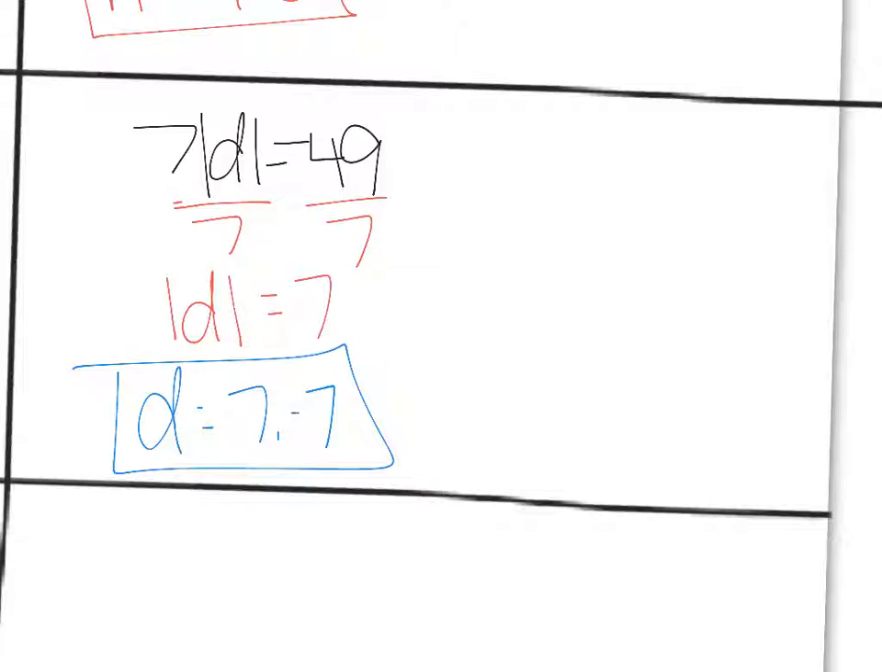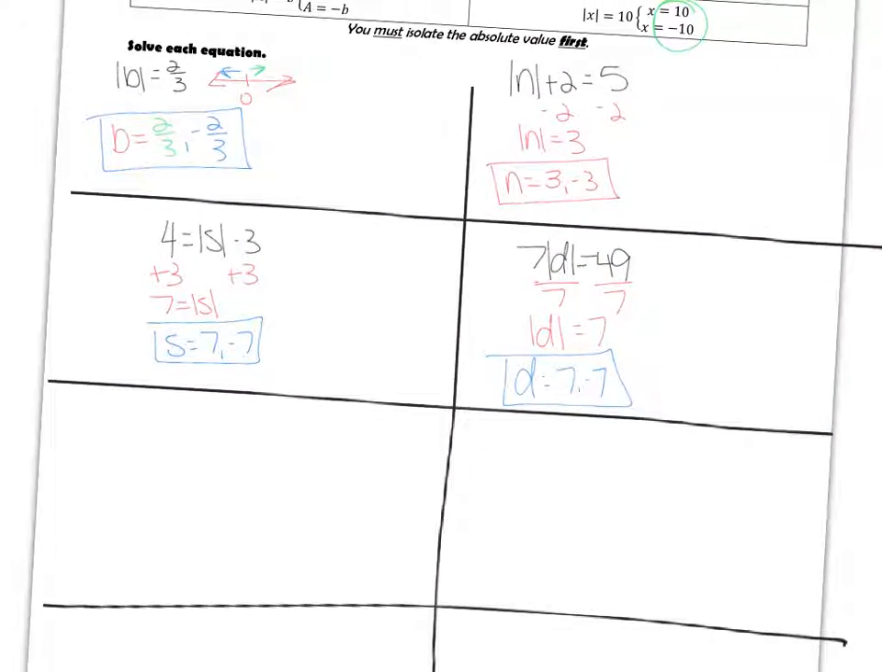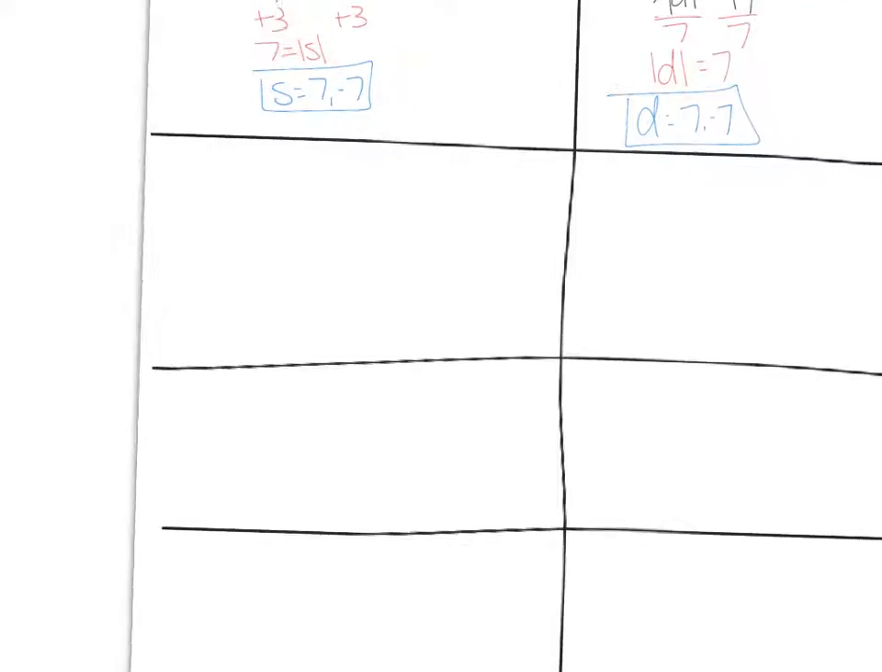So those ones, pretty easy, not too bad. What I want you to notice is that the only thing in the absolute value bars is my variable. So I can split it apart and just say, okay, these are my two answers, the positive and negative answers. The rest of them aren't going to be quite so easy. The rest of them are going to look something like this.